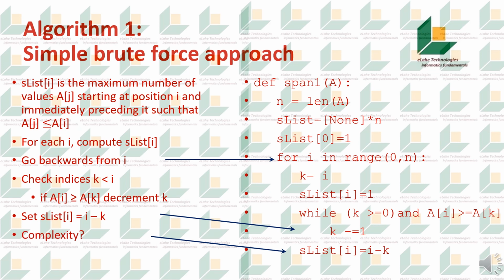The Python code snippet here defines a function called span1 that takes a list as input and calculates the span of each element in the list. The results are stored in a new list called slist, which is then printed. The time complexity of the algorithm is order n squared, where n is the length of the input list.